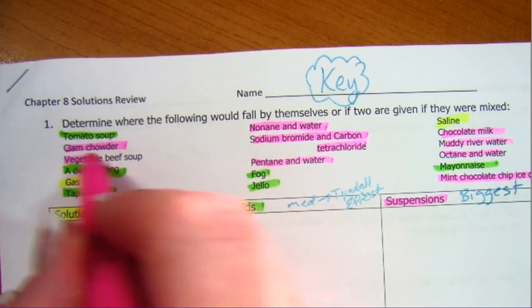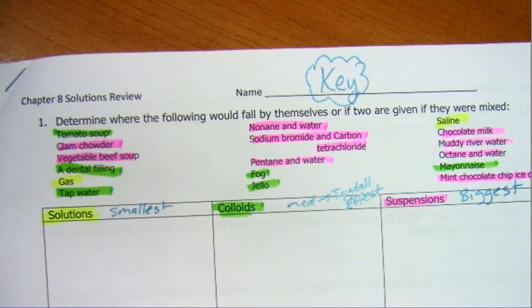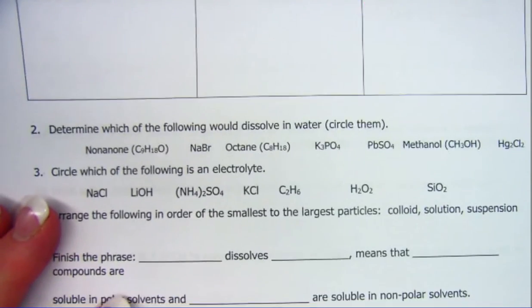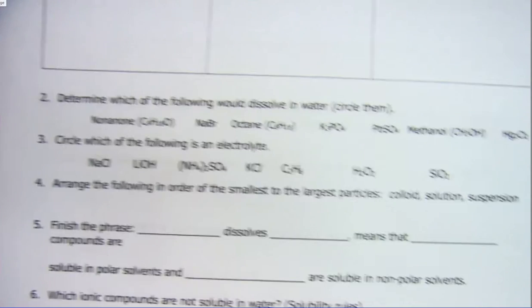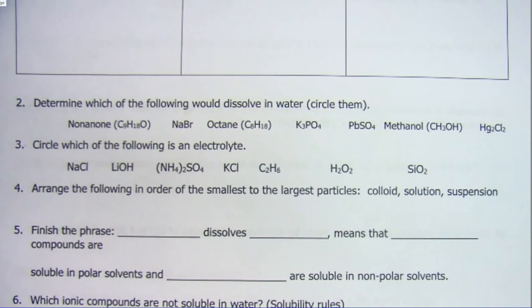Clam chowder, the clams will fall to the bottom. Vegetable beef, the vegetables and beef will fall to the bottom. So that's really quickly that one. I'm just sort of reviewing these really quickly. I've already got them on another video, but I don't know that the sound was working either. So on this one, we're wanting to find out what would dissolve in water.